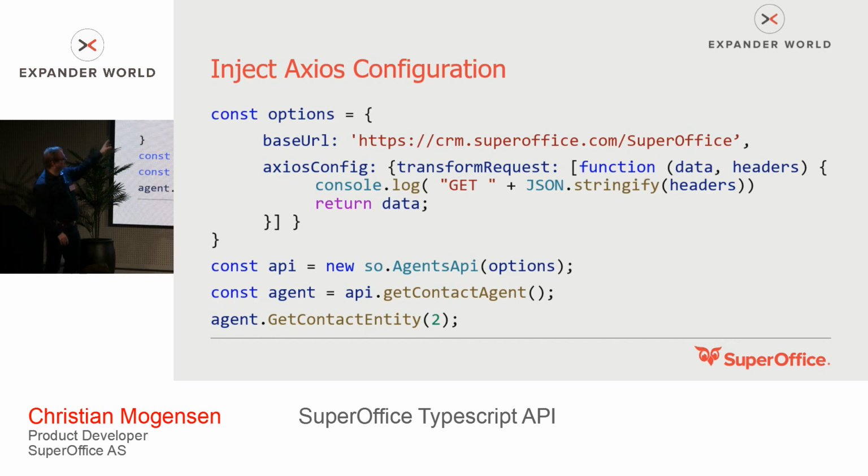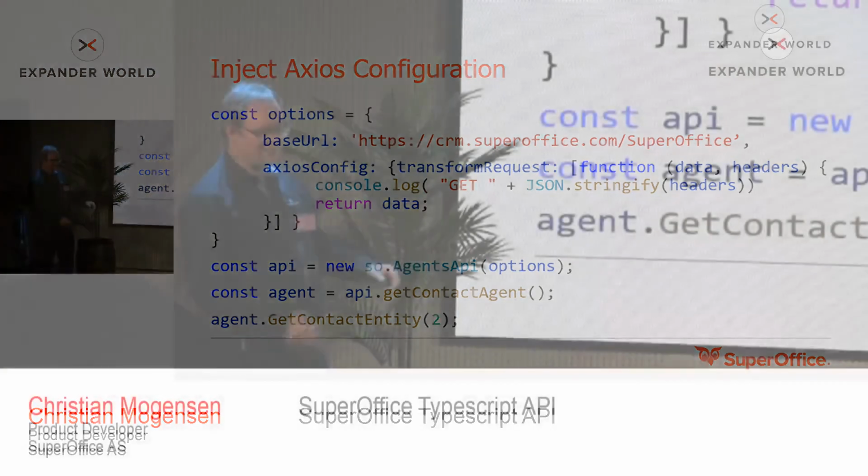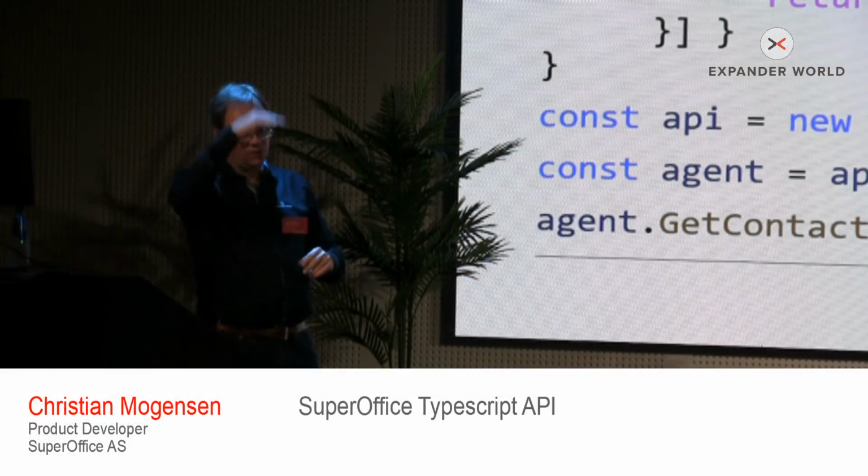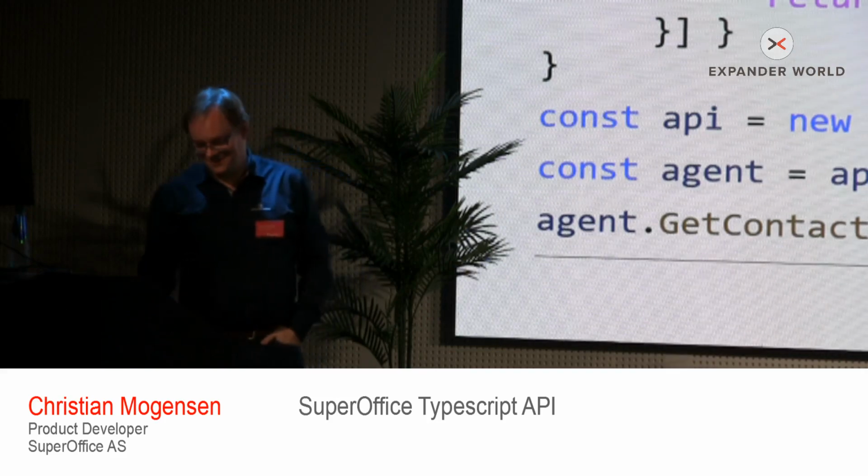You can say there's a request transformation function you can pass in. So whenever a request comes in, just log the request, headers and so on. So when you do a request, you can see on the log file all the requests that are happening in the background.